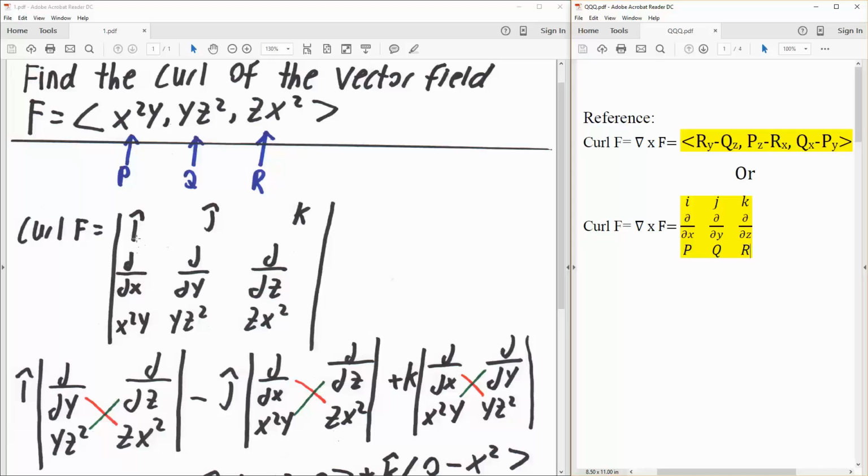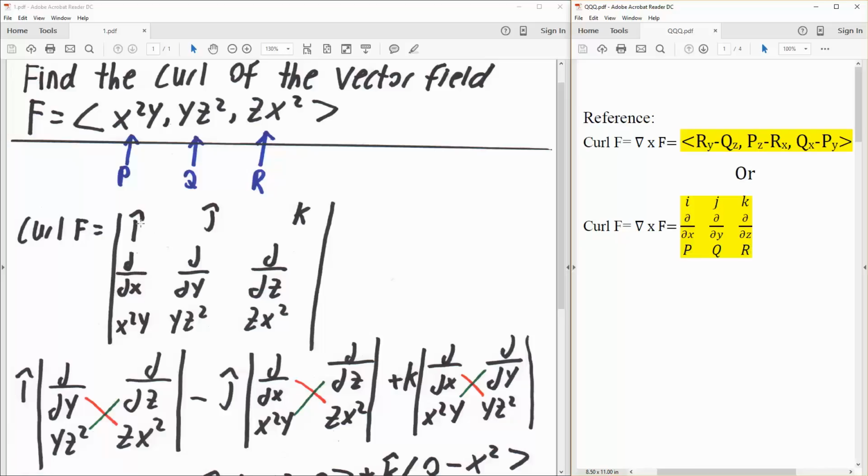So first line is always i, j, k. The next line will be the partial derivative in terms of x, partial derivative in terms of y, and partial derivative in terms of z. Then we write P, Q, R. So x squared times y, then y times z squared, then z times x squared. And now we're just essentially treating it as a 3x3 determinant. So we have i positive, negative j, positive k.